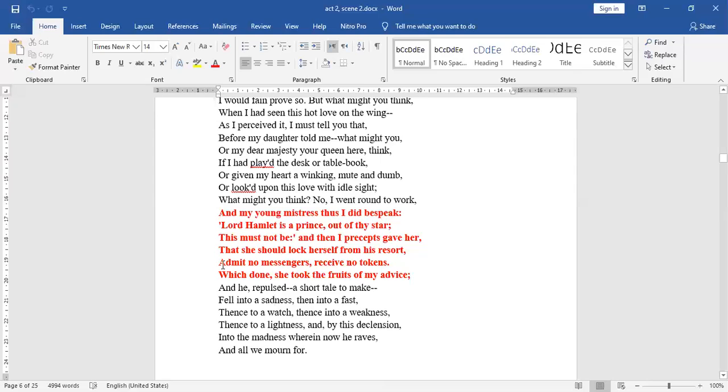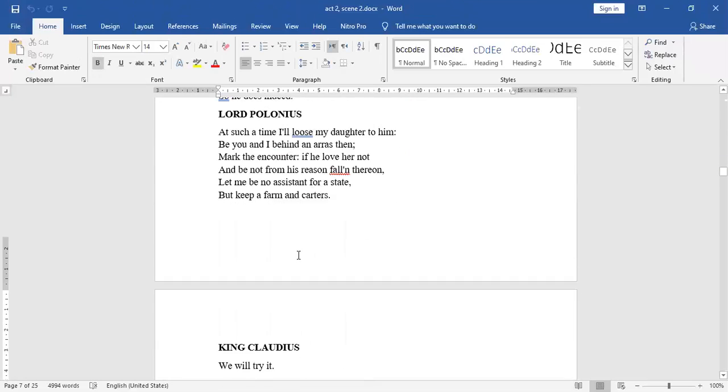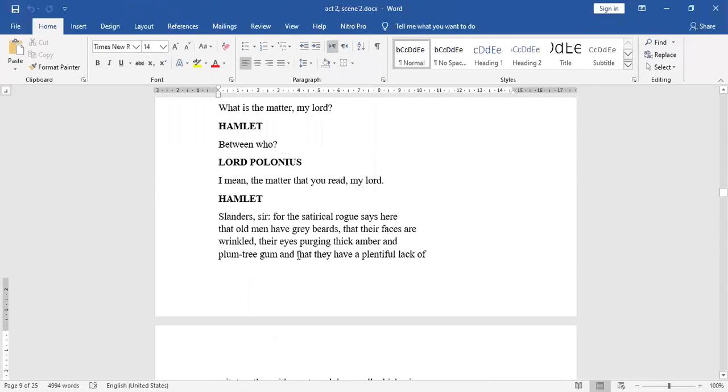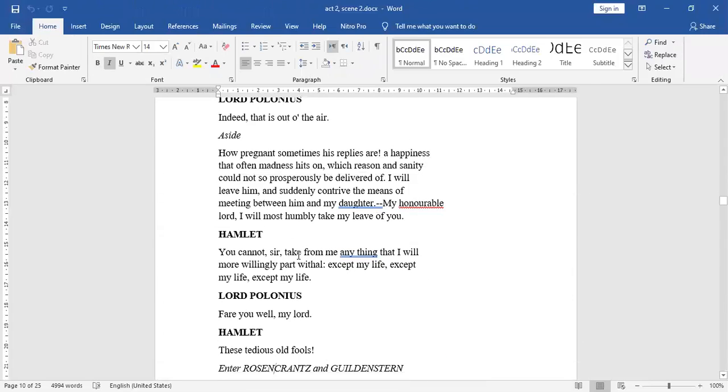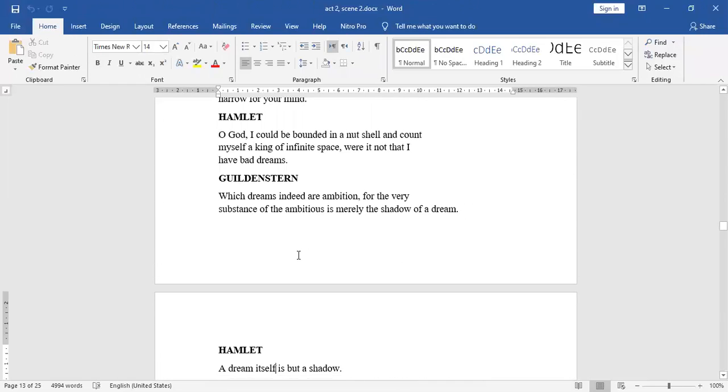So he said here that he ordered her to admit no messengers, to receive no tokens, no gifts, no presents, and no messages, and to return all the love messages, all the love letters to Hamlet, even unopened. So according to him, he is telling the king and the queen that this is the real cause behind the madness and the change and the shift in the behavior of Hamlet's deeds.